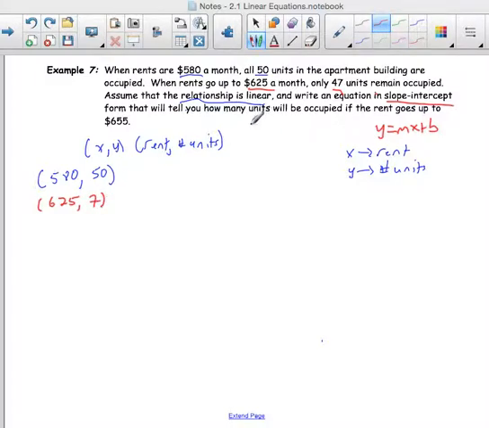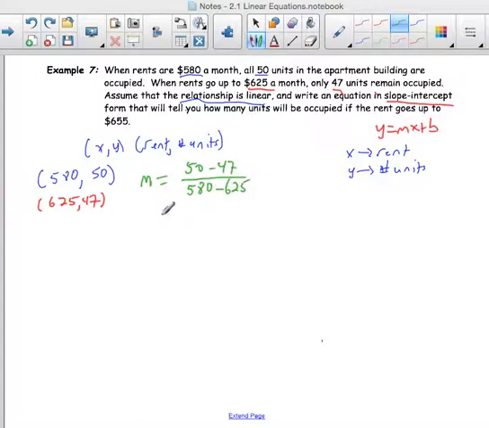And now we've boiled this problem down to nothing more than writing the equation of a line through 2 points. In order to write the equation of a line through 2 points, we want to find the slope. So the slope is going to be y2 minus y1. Oh, I'm sorry, this is wrong. This should be 47, not 7. 47 units occupied. So the slope is going to be 50 minus 47, y2 minus y1, going from this point to that point, over 580 minus 625.